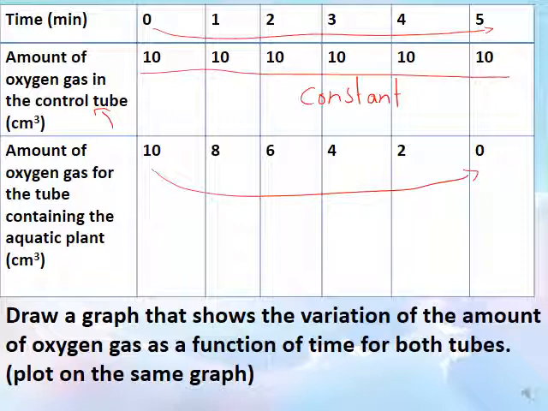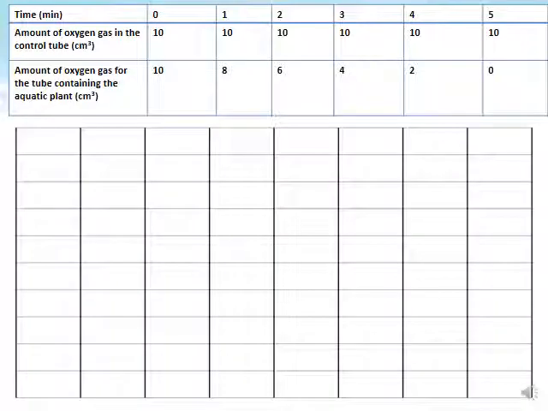They want us to draw a graph that shows the variation of the amount of oxygen gas as a function of time for both tubes. So this is the title here: graph showing the variation of the amount of oxygen gas as a function of time for both tubes. And they said plot on the same graph. So you have to plot them on the same graph. Let's start. So this is the table. First of all, we have to draw the axes.